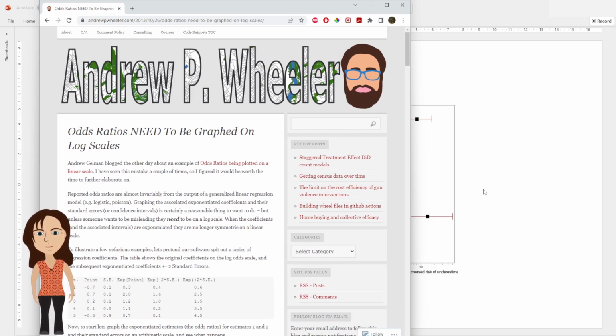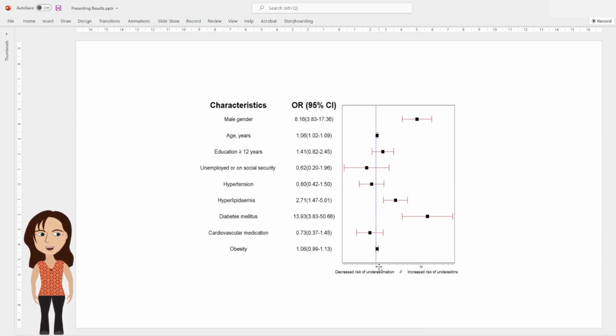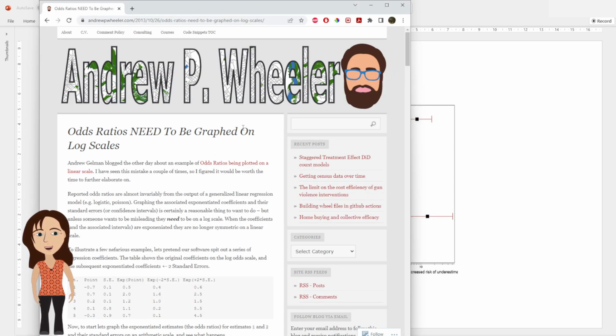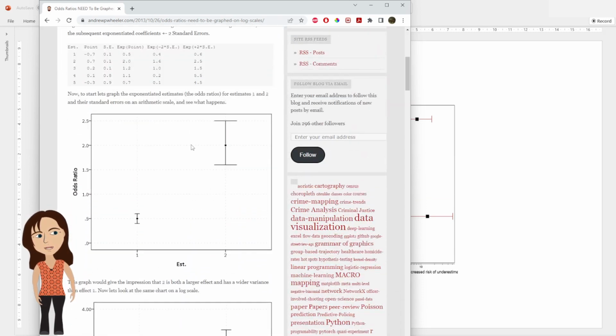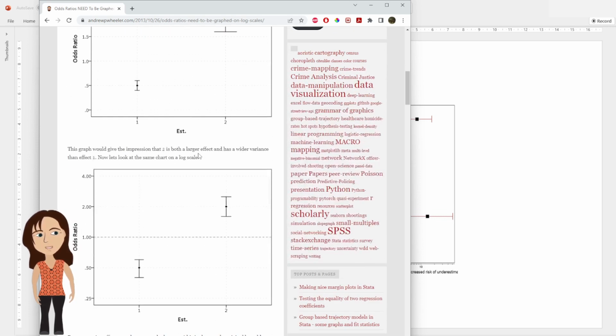And the whole point of the post is about how you need to do them on a log scale. Because the odds ratios are not linear, the lower end is all squished between 0 and 1, and the upper end can basically go up to infinity. I don't think you would ever get it going that far, but they're not symmetric, and that can lead to some misleading results. So the point of this page was to explain how it's misleading if you don't convert it to the log scale first when you're graphing it.